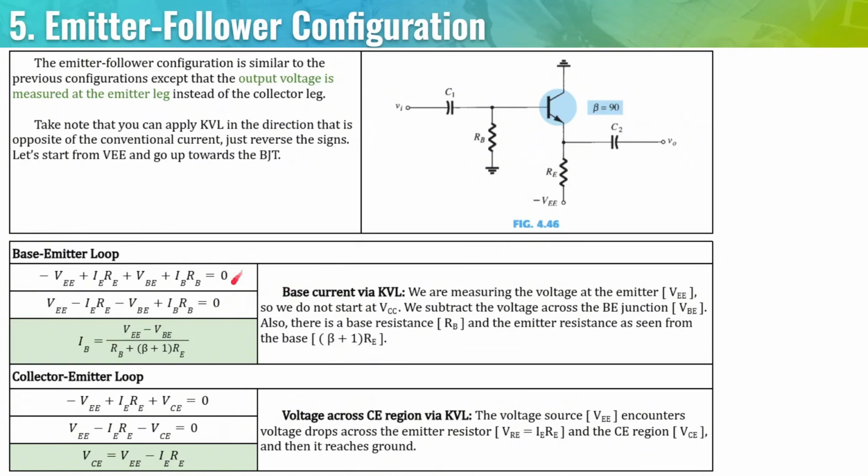For this first equation of KVL here, we have negative VEE plus IERE plus VBE plus IBRB is equal to 0. Now you might be wondering, why are we using plus across the voltage drops? It's because we're starting at a negative voltage. So if you wanted, you could also go in this direction.